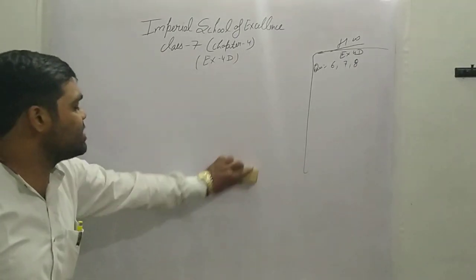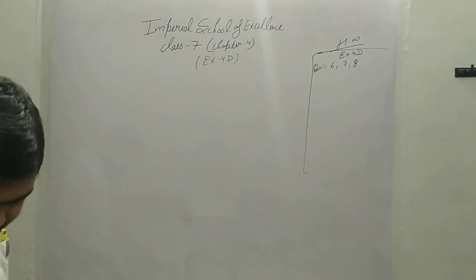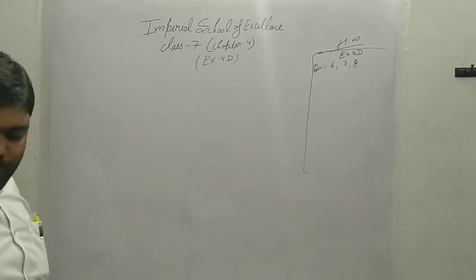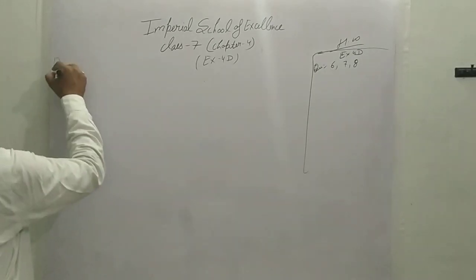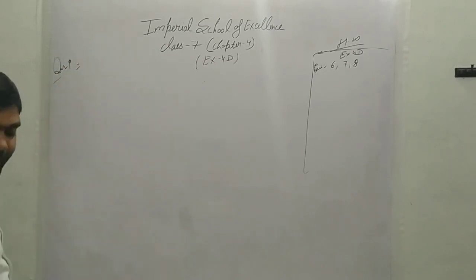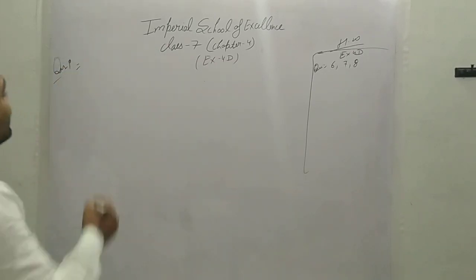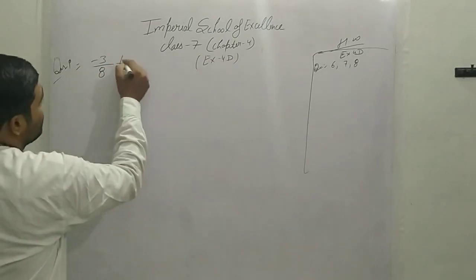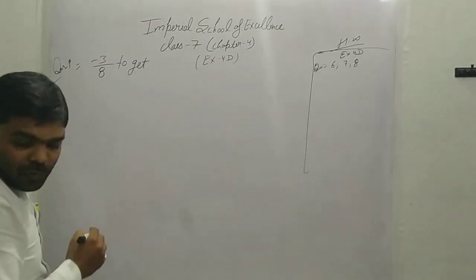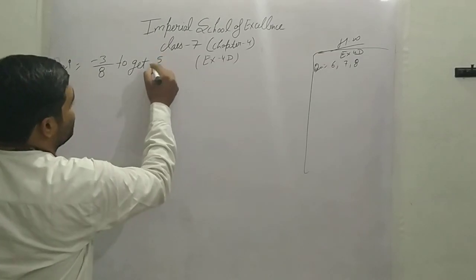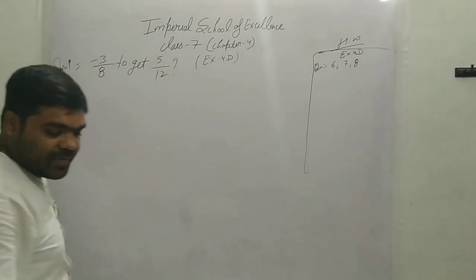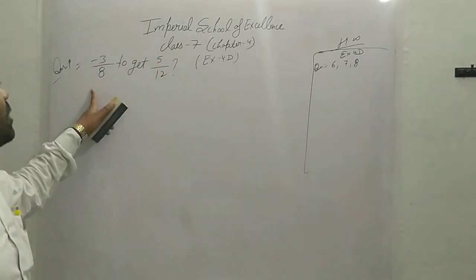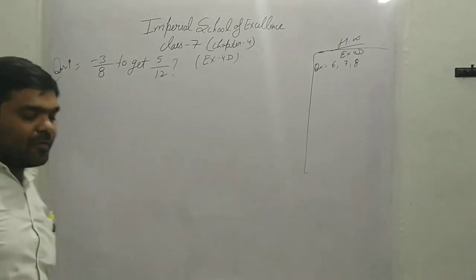Question number 9 is given in this exercise: what should be added to minus 3 upon 8 to get 5 upon 12? Question mark is given here. What should be added to minus 3 upon 8 to get 5 upon 12?